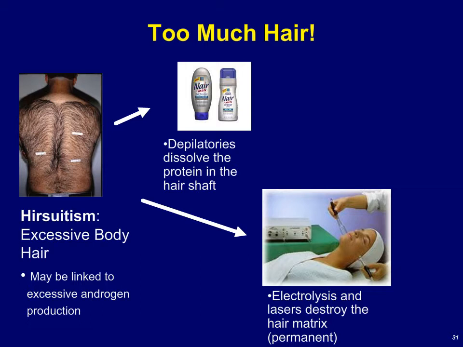And then we can use depilatories, for example, Nair, that dissolves the hair shaft but leaves the hair matrix intact. Or we can do something more permanent like electrolysis, where we actually generate an electrical current which will basically burn or fry the hair root matrix and the hair follicle and prevent that hair from regrowing. Unfortunately, because it usually involves several treatments, electrolysis is very time-consuming and also quite expensive.